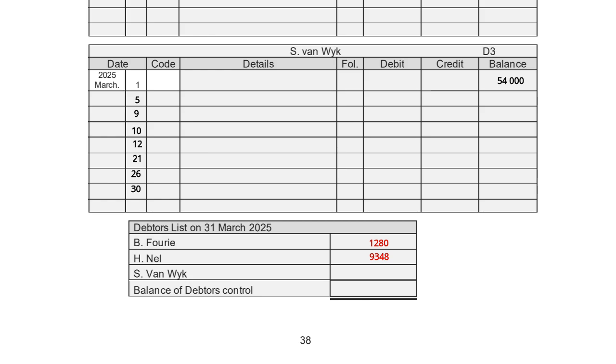Now let's complete the debtors ledger of our last debtor, debtor 3, S van Wyk. S van Wyk will start with an opening balance of 54,000. The first few transactions, if you scan through Van Wyk, it's on the 5th, the 9th, the 10th, the 12th, the 21st, the 26th, and the 30th. If we go back to the 5th, it says credit sales to Van Wyk, credit sales invoice 21, 78,400.